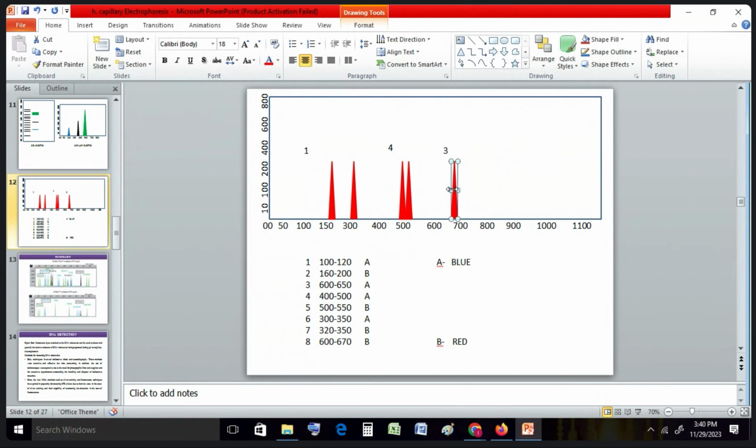By looking at the size of the peak, for example from 0 to 150, this one is between 150 and 300. You can say this is like 180 or something. This one is exactly 320 or something. This one is between 470, 480 or something like that. Okay, let me have this.